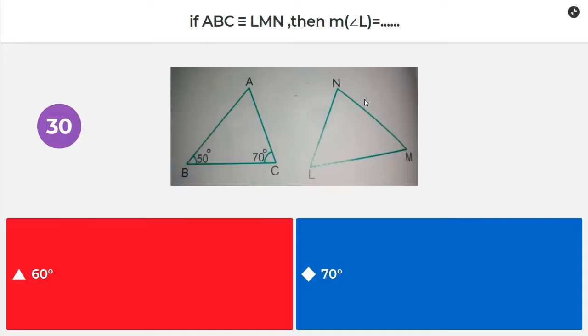Measure of angle L, which is the first letter in the second triangle, will be equal to measure of angle A, the first letter of the first triangle. We don't know the measure of angle A, but we know that the summation of all angles of a triangle is 180, so measure of angle A will be 60. Then measure of angle N equals measure of angle A equals 60 degrees.